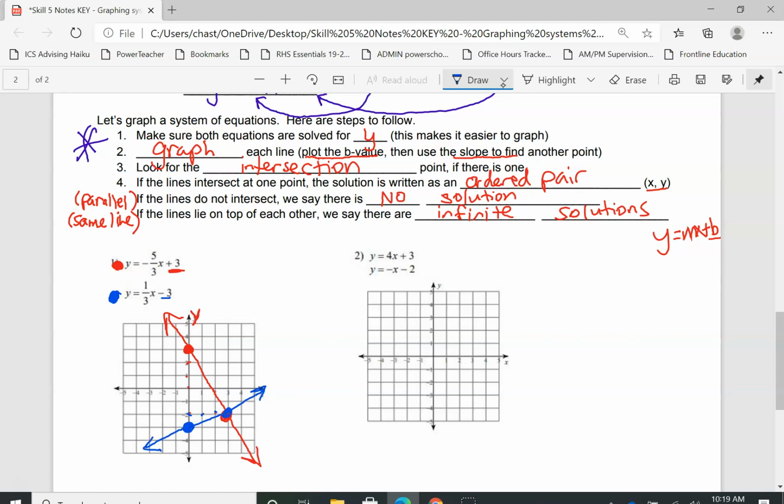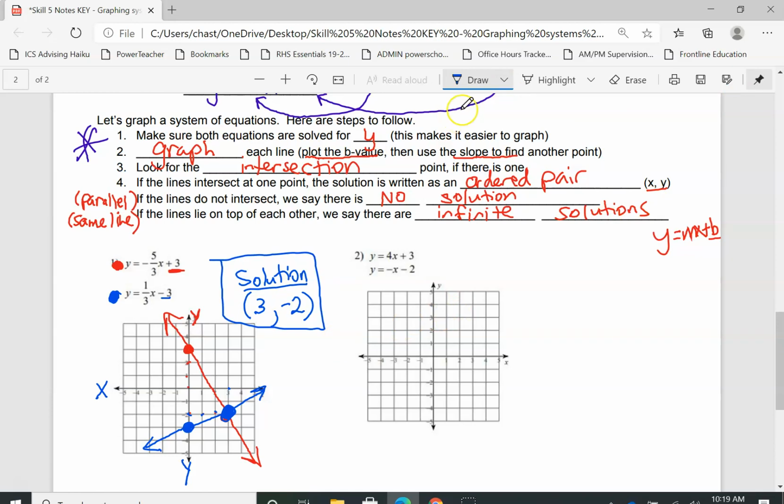Now, when we look at this system, our solution, in this case, we see one definite location where things cross. So the solution is going to be the ordered pair. We're going to put the x value first. So remember, x is horizontal. So my x value is 3. And my y value, remember that's the vertical direction, the y value is negative 2. So our solution is 3, negative 2. Okay?